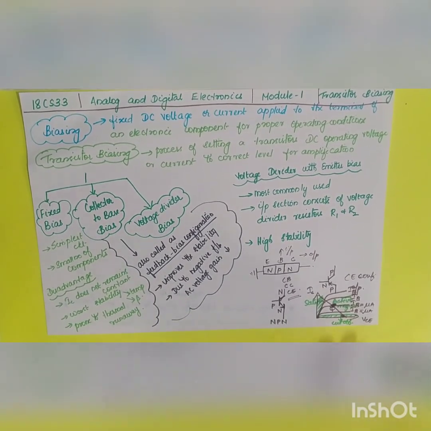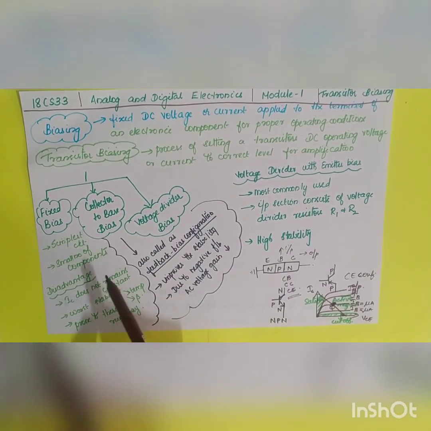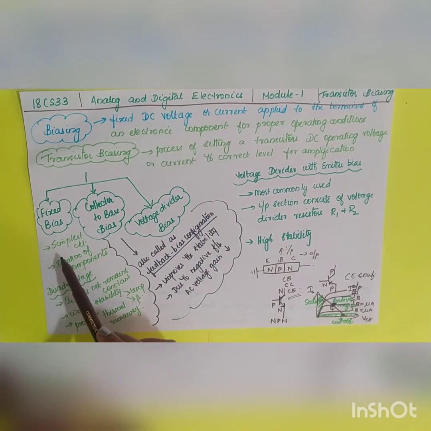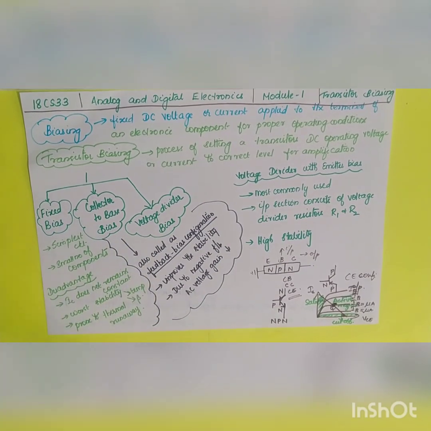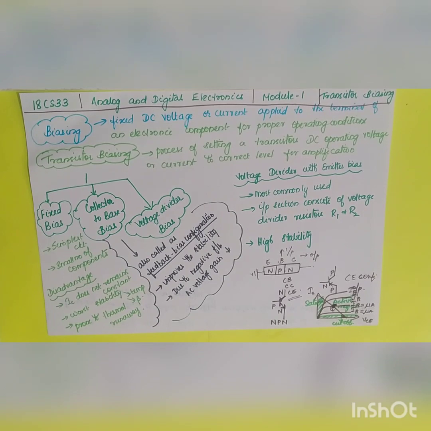The three different types of biasing you are going to study are fixed bias, collector to base bias and voltage divider bias. So what is the difference between these three? Fixed bias is the simplest circuit. It uses only a small number of simple components, such that you use only a fixed resistor in the base. That is the configuration of your fixed bias.